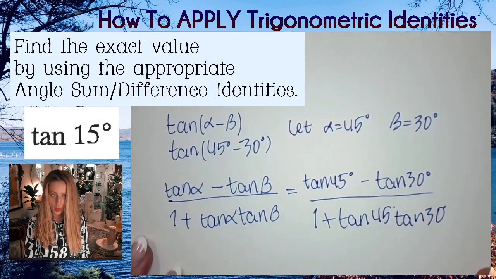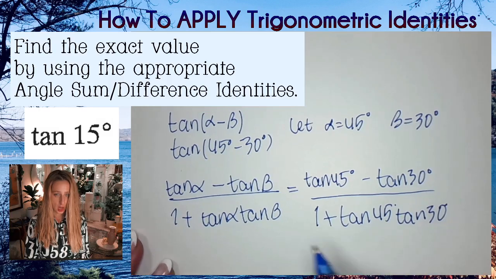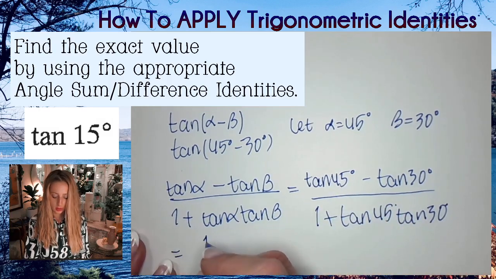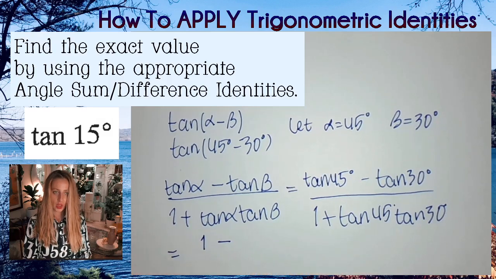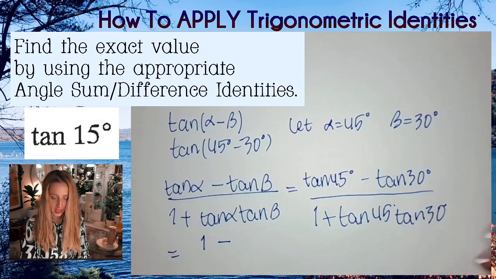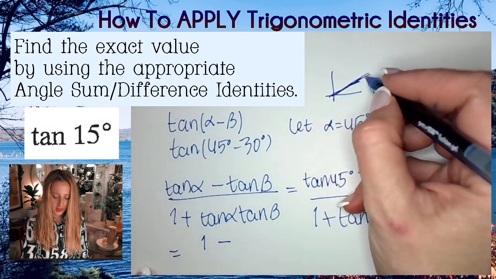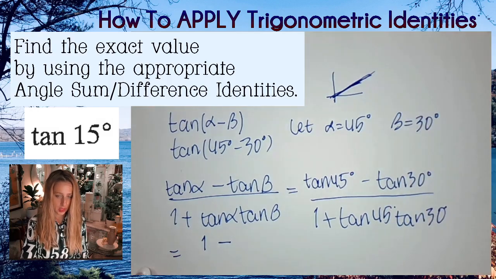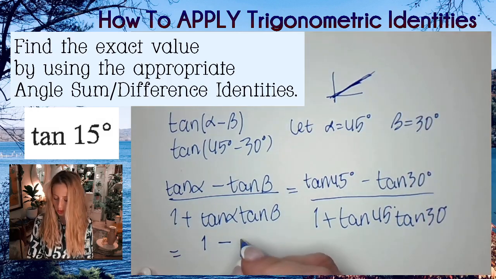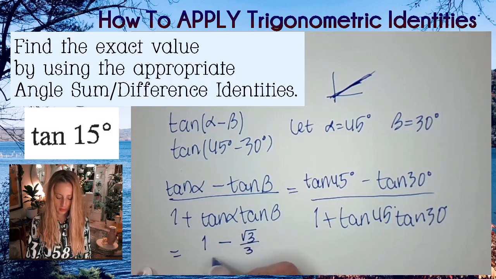All right, what is tangent of 45? 1. Minus tangent of 30, which is pi over 6, right? Tangent of pi over 6, in quadrant 1, is root 3 over 3. So it's still root 3 over 3.